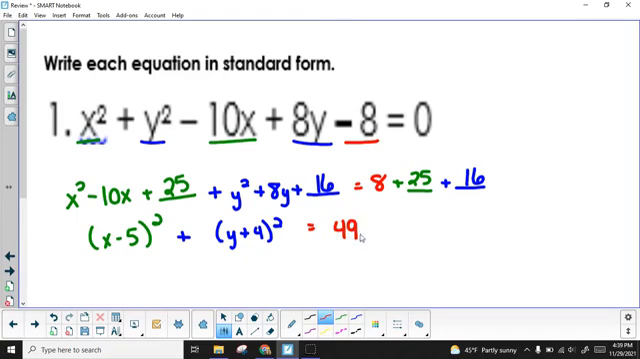This is the equation for our circle. The circle has a center at 5, negative 4, and a radius of 7.